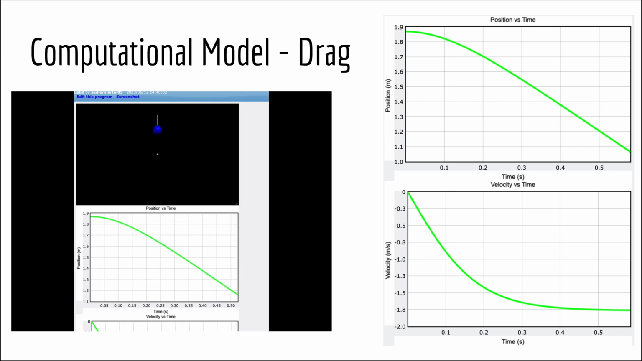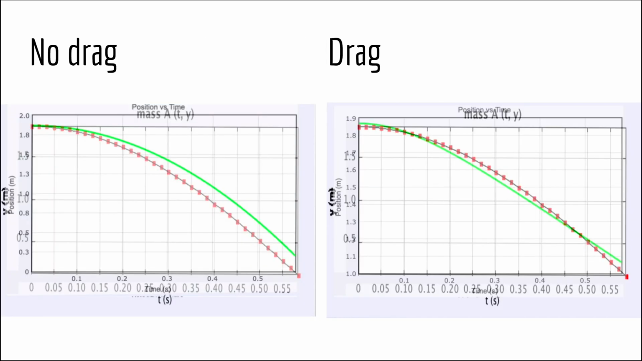These two graphs show a side-by-side comparison of the computational model's graphs, which is the green line, overlaying the graph derived from the Tracker software. On the right, you can see that the model with the force of drag has a much more similar slope to the observed graph.